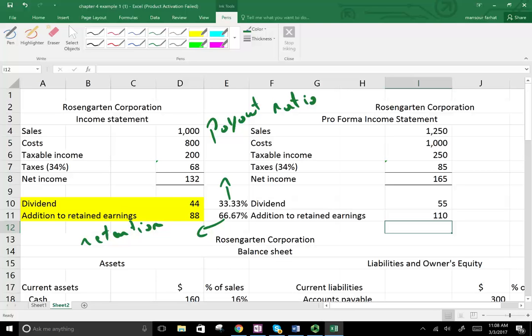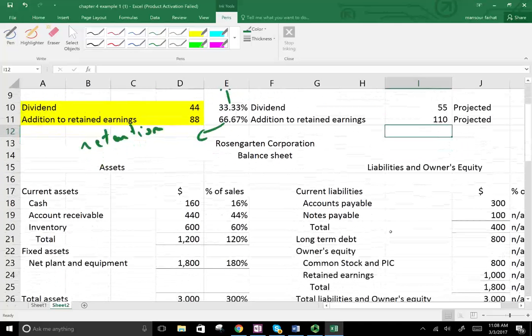So this is what we did. Those are projected. Obviously, everything is projected, because if anything changes here, it's going to change the dividend and what's going to be left for retained earnings. So basically, we're done with the income statement. Once again, dividend and retained earnings are not income statement items, but for the sake of this, we're going to assume. Now, we're going to move to the balance sheet.